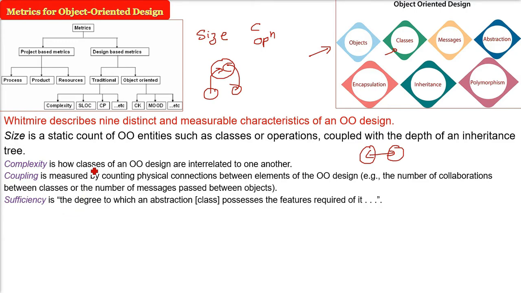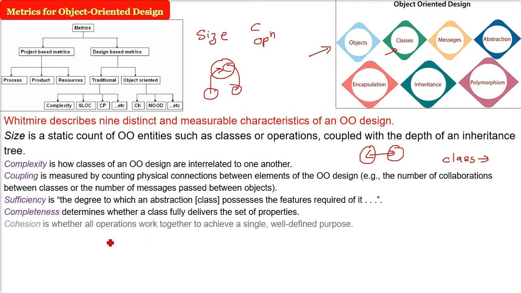Sufficiency is the degree to which an abstraction possesses the features required by this abstraction or a class. This is one more characteristic. Completeness will determine whether a class fully delivers the set of properties for which it was being designed or written. This is completeness. Cohesion is whether all operations work together to achieve a single, like-minded, well-defined purpose. This is cohesion.